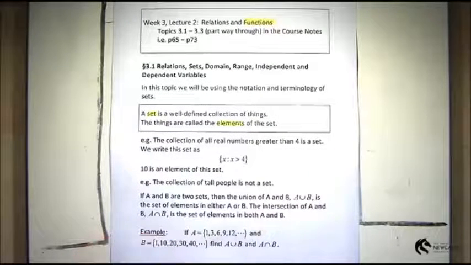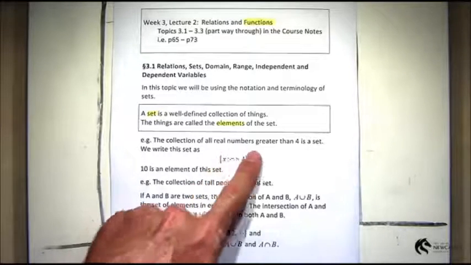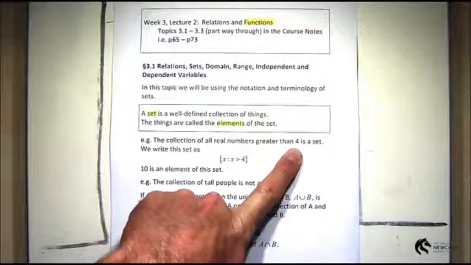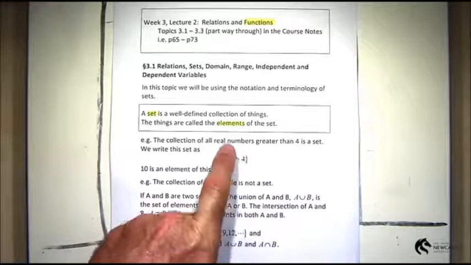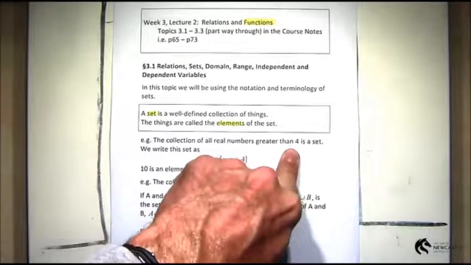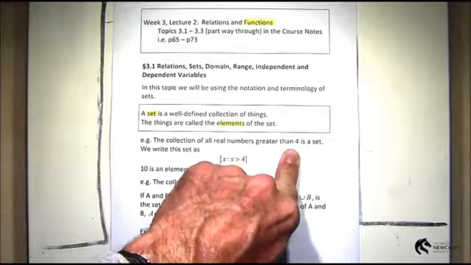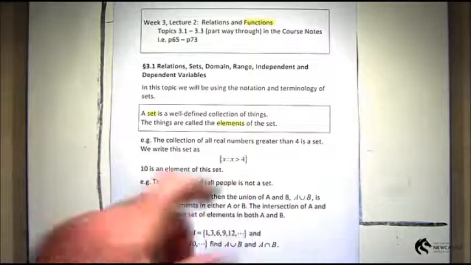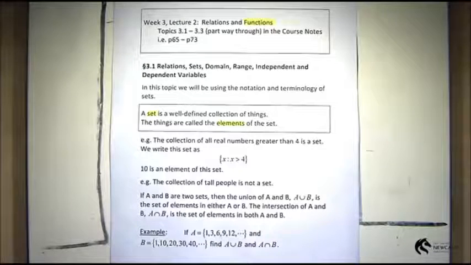And so I've said here, as an example, the collection of all real numbers greater than 4 is a set. Okay, so I've got a collection of things, real numbers, and this is well-defined. If I give you a number, you can tell me whether it's in there or whether it isn't. Is the number greater than 4 or is it not greater than 4? Okay, so we can tell.